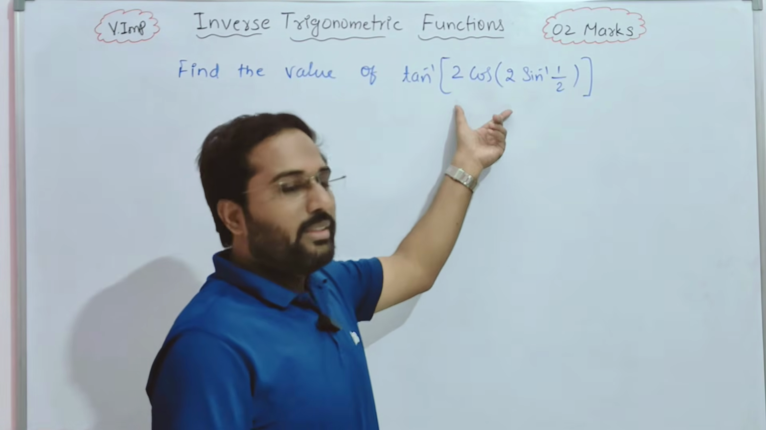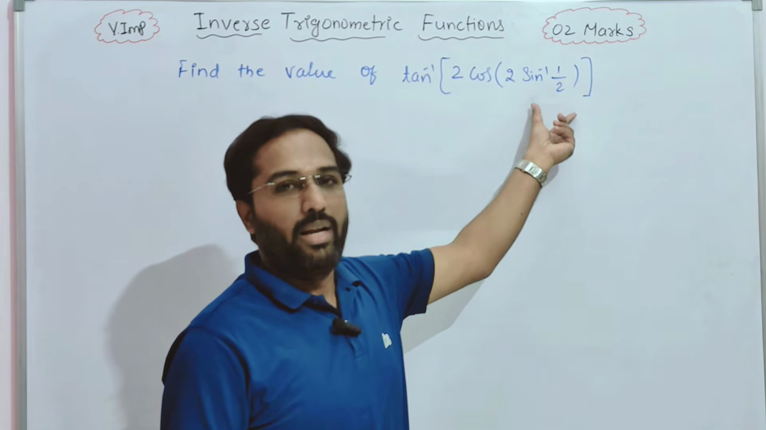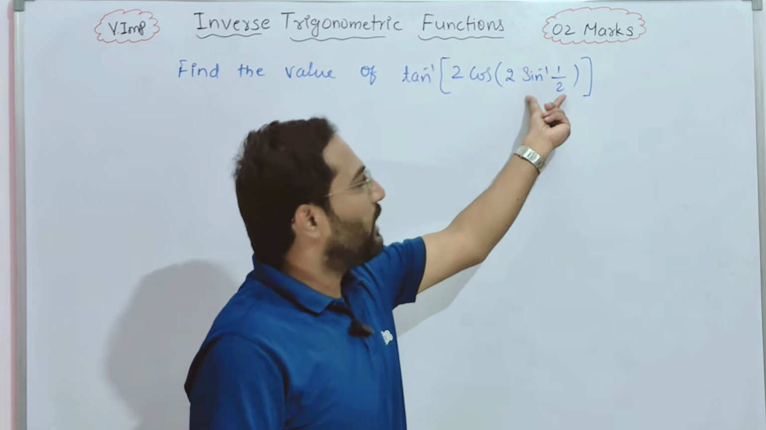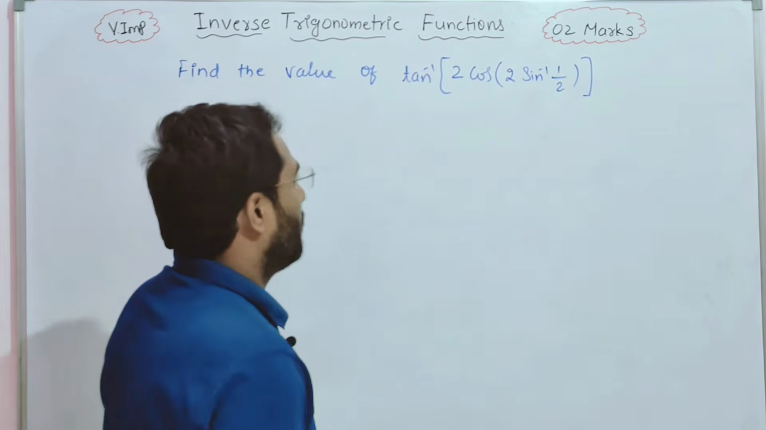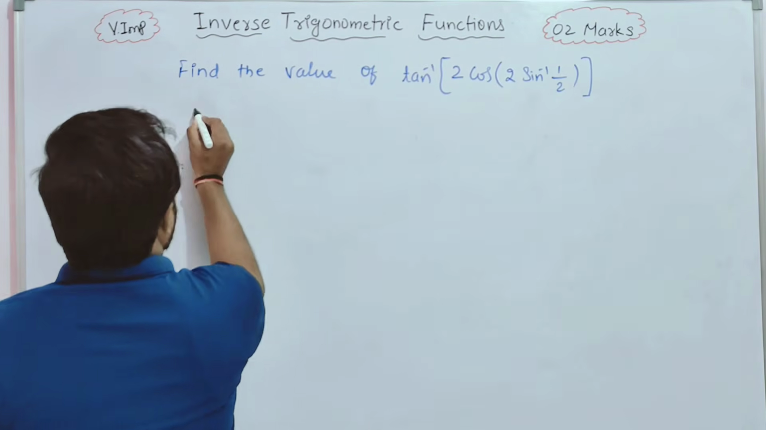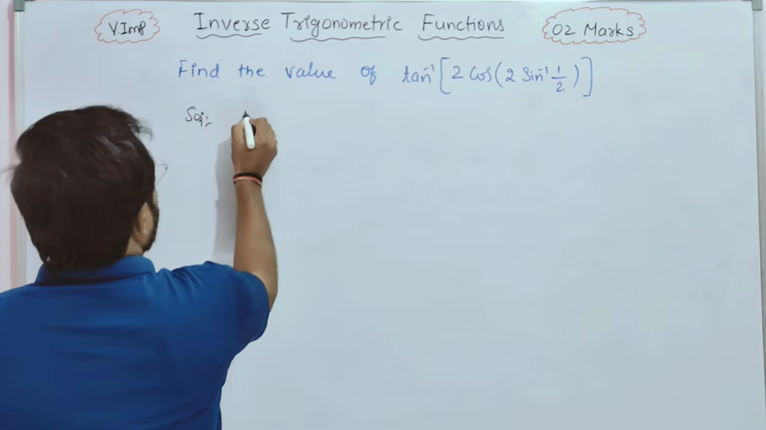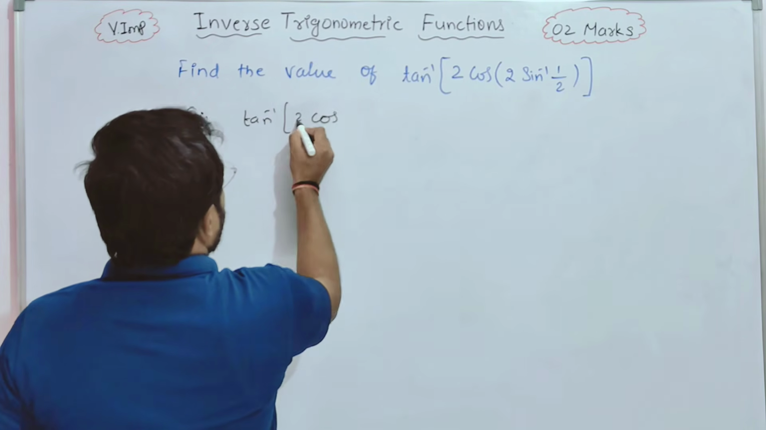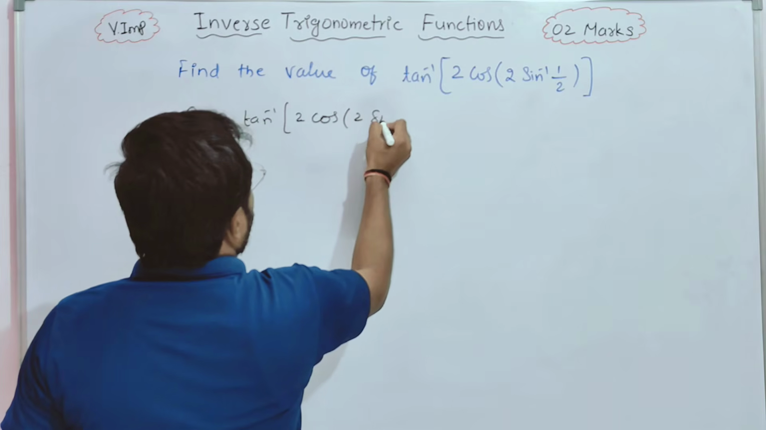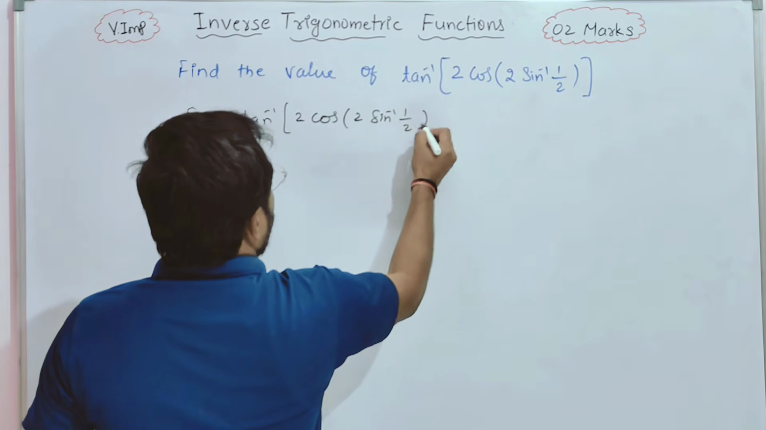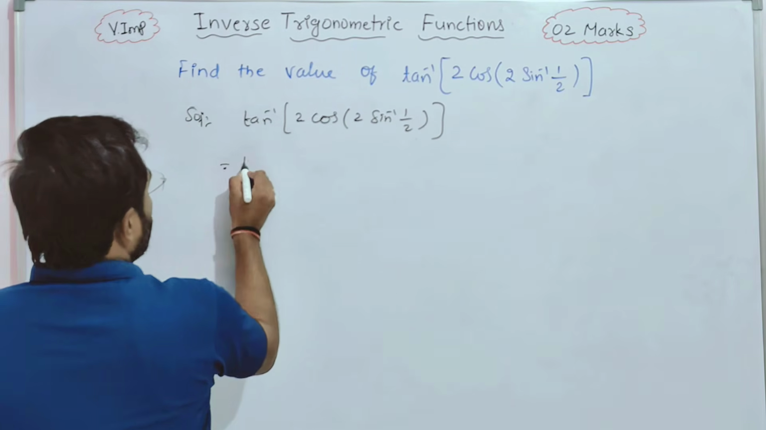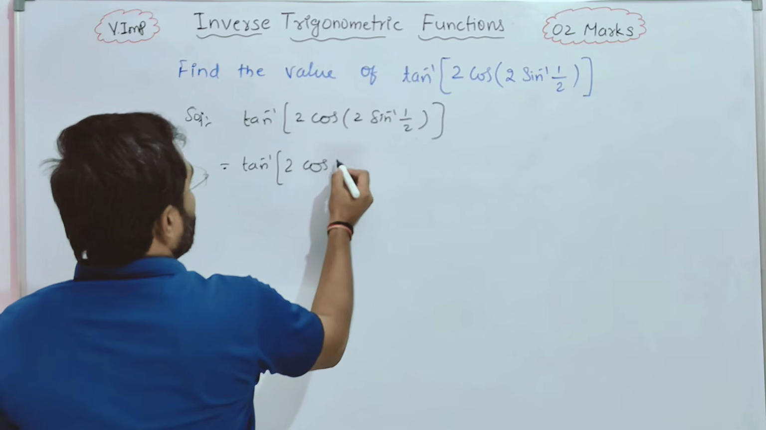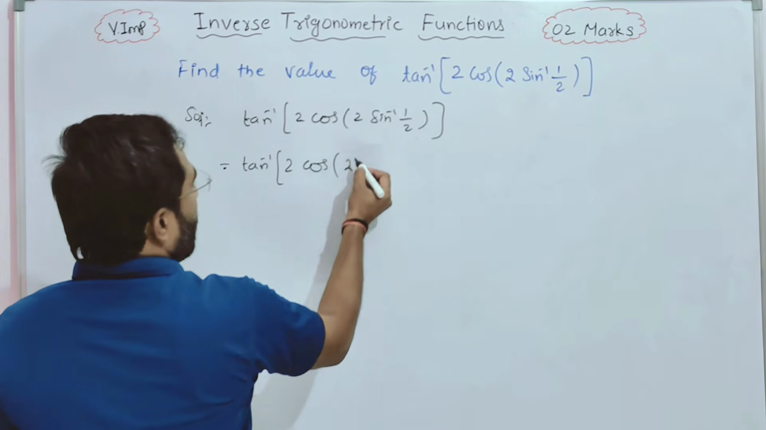First, how to simplify this is, first you need to simplify the inner bracket. That is a rule of mathematics. You need to simplify this inner term first. So tan inverse of 2 cos of 2 sin inverse of 1 by 2. This is given, so let us simplify one by one. Tan inverse as it is, 2 cos as it is, and this 2 is also as it is.